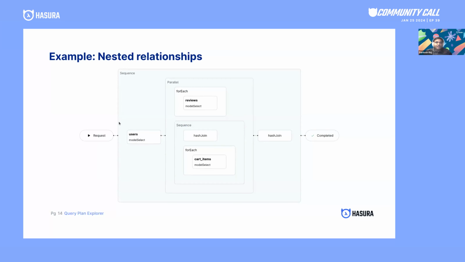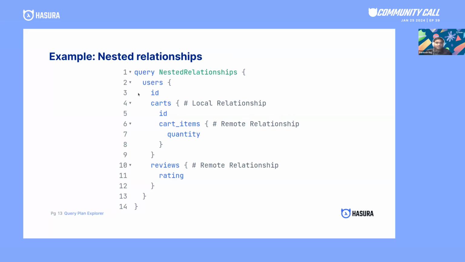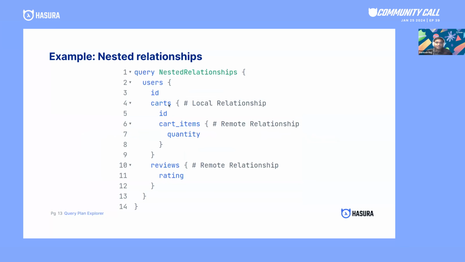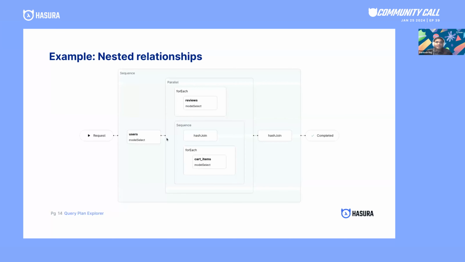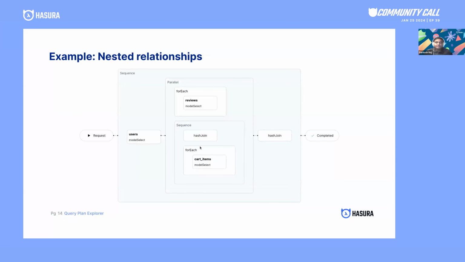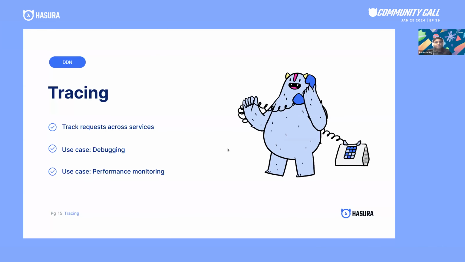Now, the query plan for this looks something like this. First, we need to select data from users, because once we have the data from user, then only can we fetch the reviews or cart items. Now, this model select will also be interesting because it will include the data for this local relationship as well. Next, we will do a parallel execution where we fetch the reviews, and also the cart items, and then we will hash join.